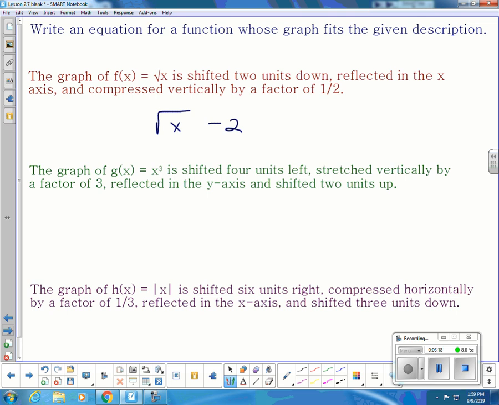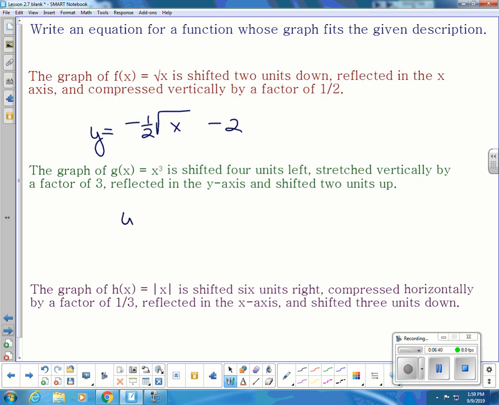Reflected over the x-axis. So is that an inside negative or an outside negative? Outside. Compressed vertically by 1/2. Inside or outside? Outside by 1/2. There's nothing going on horizontally there. All vertical. Okay.